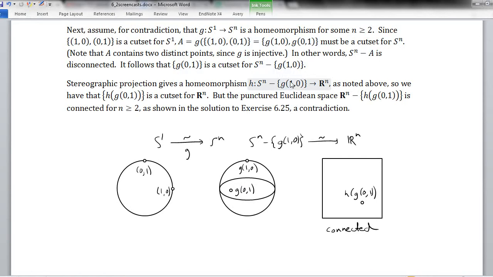And so if you take the image under this homeomorphism, which I'll call H, of the second point G of (0, 1) of this cut set, then you get just this set consisting of this single point, H of G of (0, 1), and that's a cut set for Rn. Okay. But as we've shown above, Rn minus a single point is connected. So that single point cannot be a cut set.